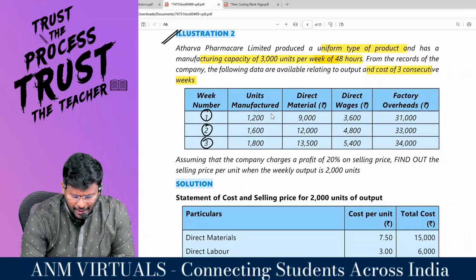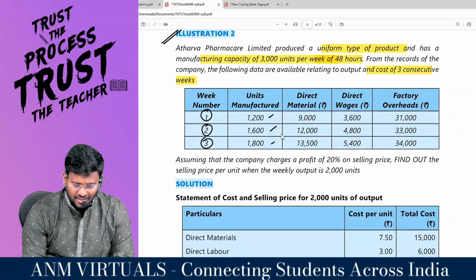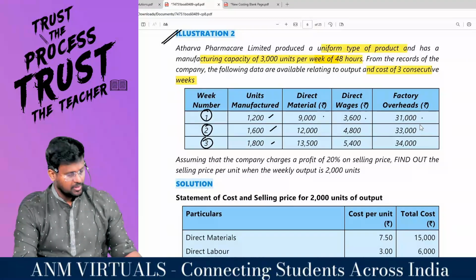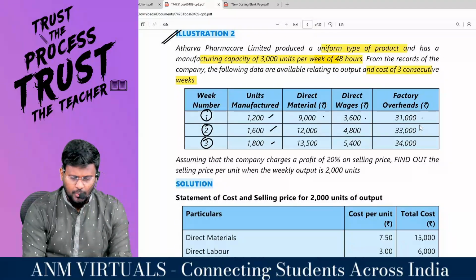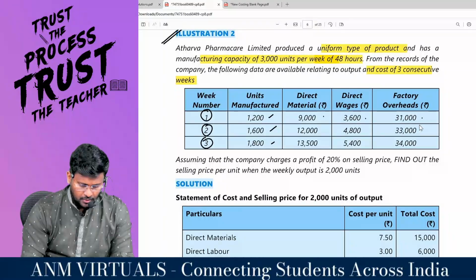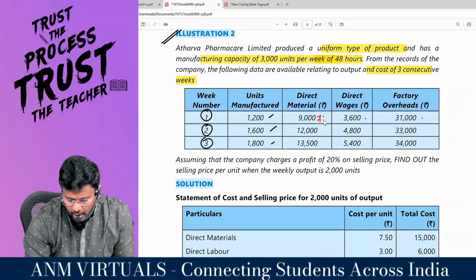Week number 1, they manufacture 1,200 units. Week number 2, 1,600 units. Week number 3, 1,800 units. Direct material, direct wages, and factory overhead have been given. Take the calculator. What is the total direct material cost in week number 1? Divided by how many units? That means for every unit, they have spent 7.5.